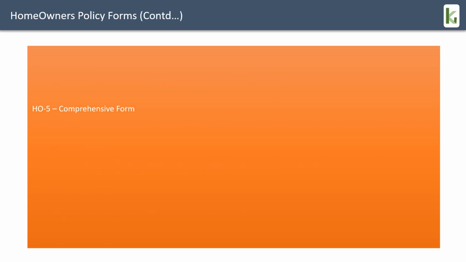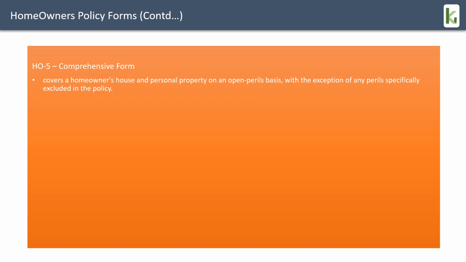Then we have HO5, which is a comprehensive form, a policy that covers a homeowner's house and personal property on an open peril basis, with the exception of any perils specifically excluded in the policy. It is a more comprehensive policy form that provides coverage for both dwelling and personal property on an open peril basis. It covers a wider range of perils than the HO1, but the policy holder must specifically list any excluded perils.